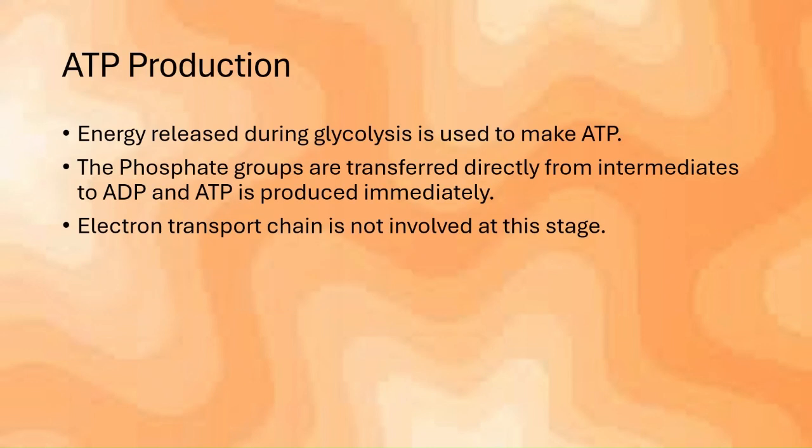Energy released during glycolysis is used to make ATP. The phosphate groups are transferred directly from intermediates to ADP, and ATP is produced immediately. The electron transport chain is not involved at this stage.